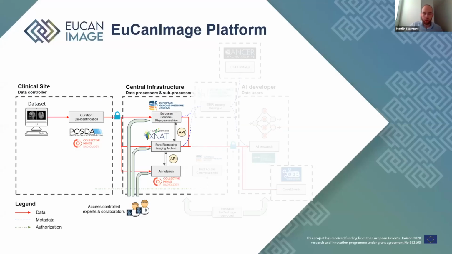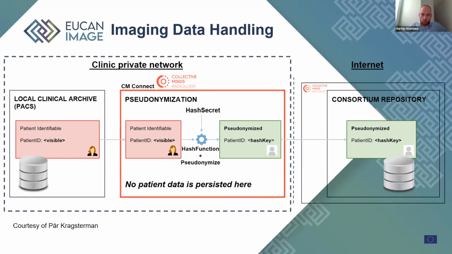I'm not going to discuss the whole platform, but in EuCanImage, our platform consists of multiple storages. We have specific storages for the clinical data, the imaging data, and the annotations. What we're most interested in here is indeed the curation and de-identification process. TCIA is also in EuCanImage, so we also make use of POSTA, but we also make use of a solution provided by a company, Collective Minds Radiology. This tool is called Collective Minds Connect, or now Collective Minds Proxy, and it sits inside the clinical centers.